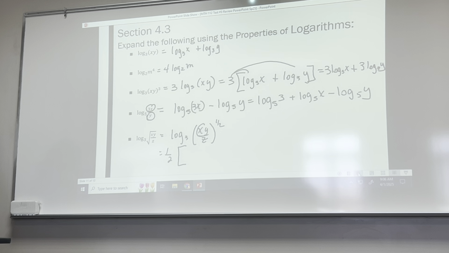Isn't the log of this, that's a product, right? That would expand to a sum. So log base 3 of x plus log base 3 of y over, sorry, minus log base 3 of z. So the top part's product rule, the quotient rule makes that last term minus, right? And then I could distribute the 1/2. You could all do that, right? Just pass out the 1/2.